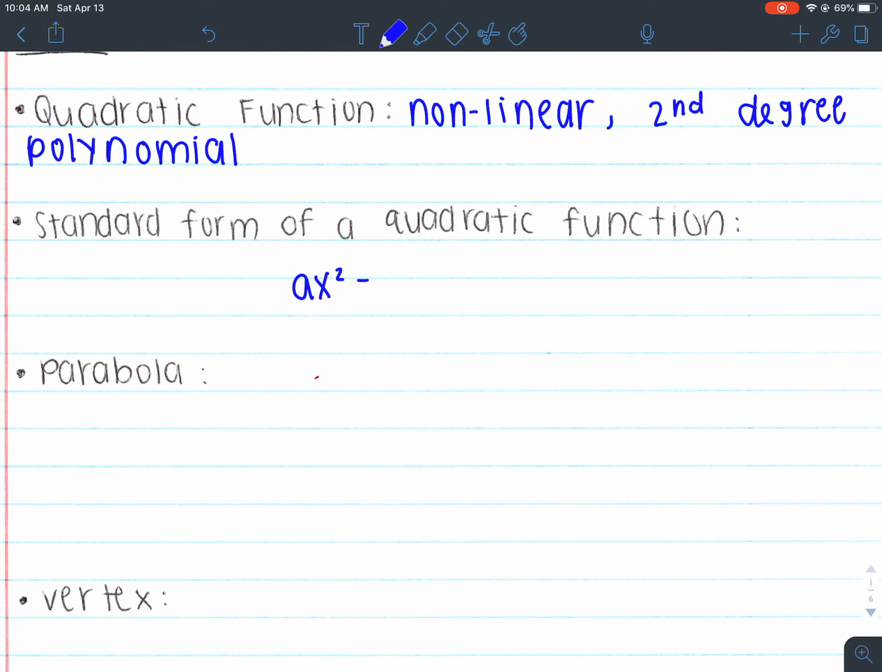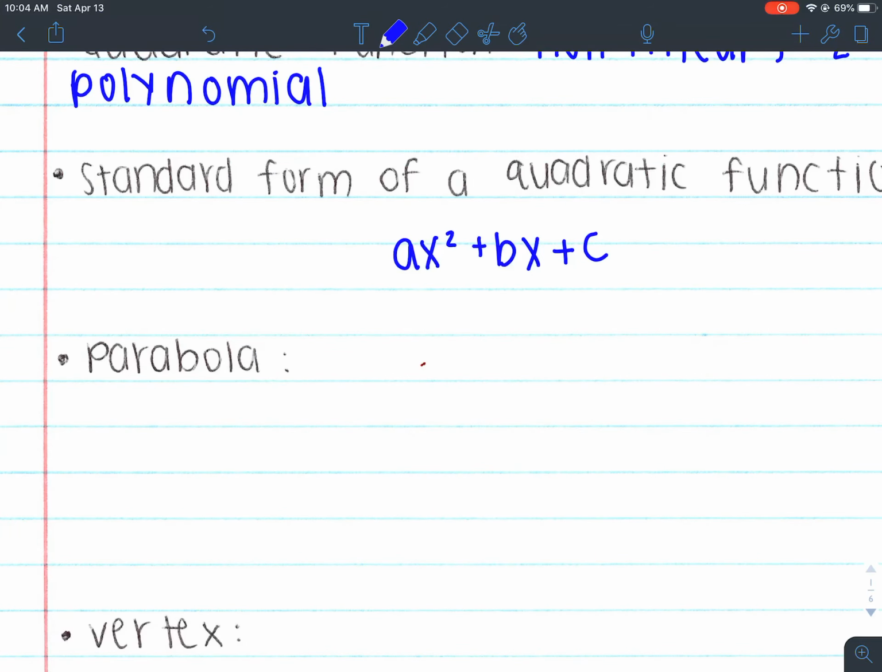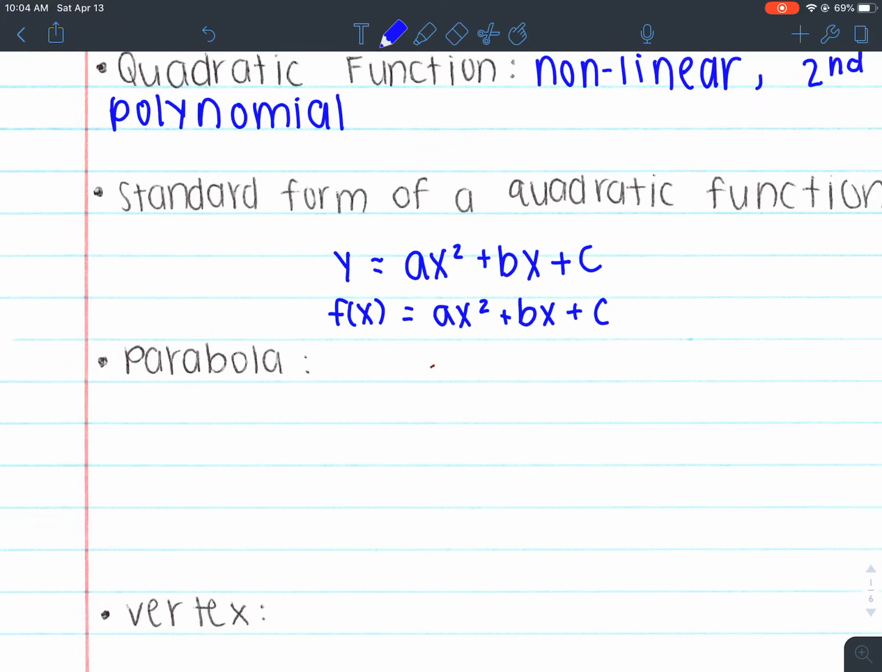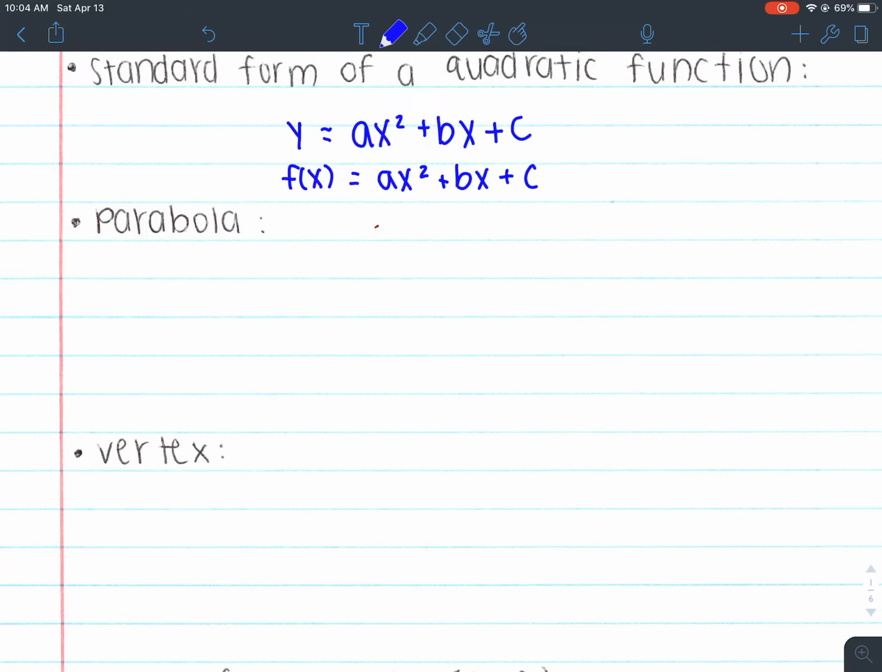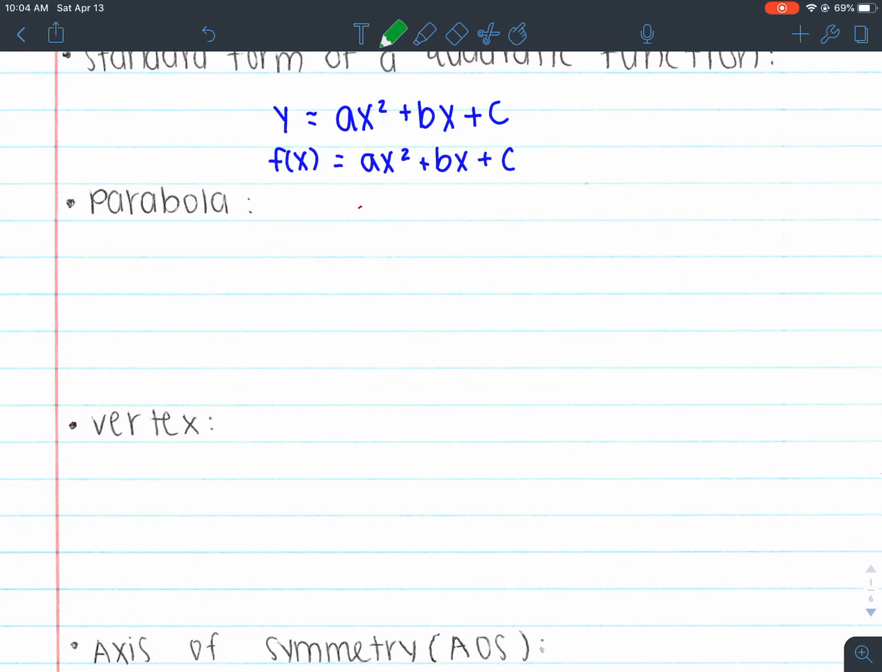So standard form of a quadratic function, we've talked about this before. That's ax squared plus bx plus c. But we're talking about functions now. Functions have inputs, and then you receive an output, which means we have an equation. So y equals, or f of x equals, right? They're the same thing. F of x is just function notation, but it's the same thing as y. You're still getting an output. A parabola is the u shape of a quadratic function.